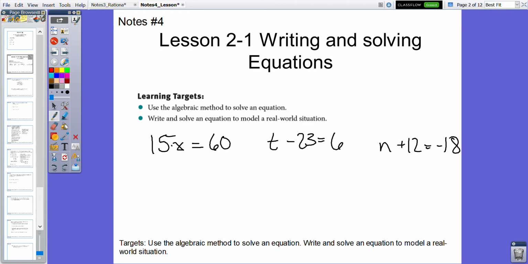We're going to use algebraic methods to solve an equation. More specifically, the properties that we use mathematically that can help us find what a value of a variable is.